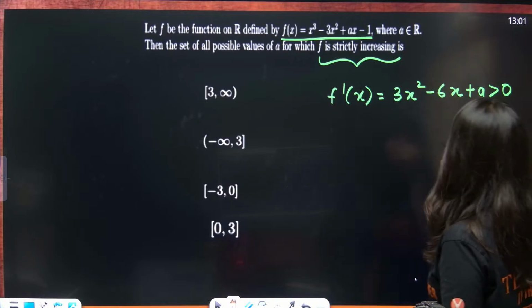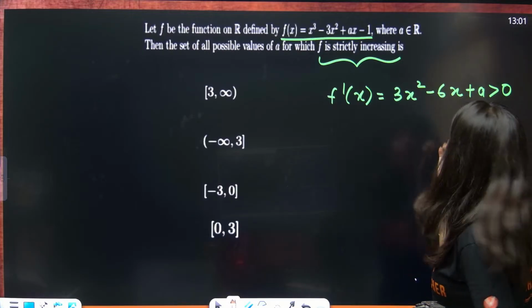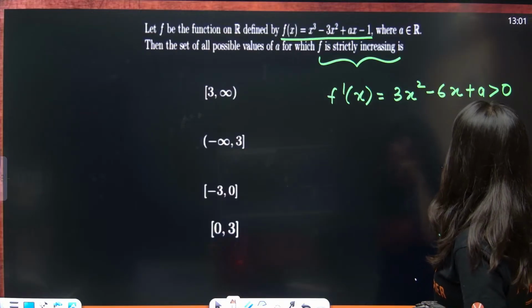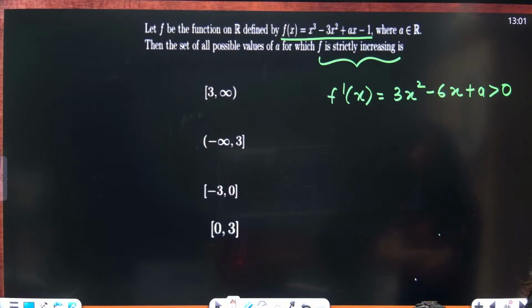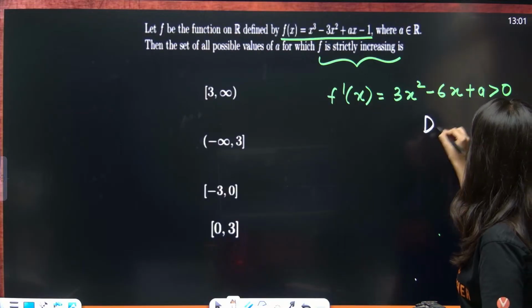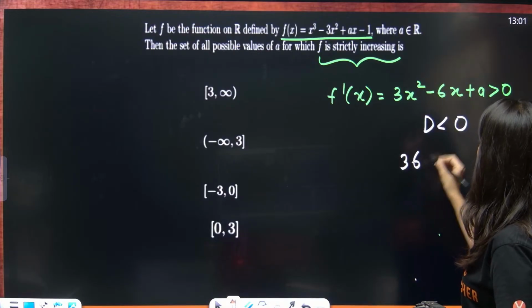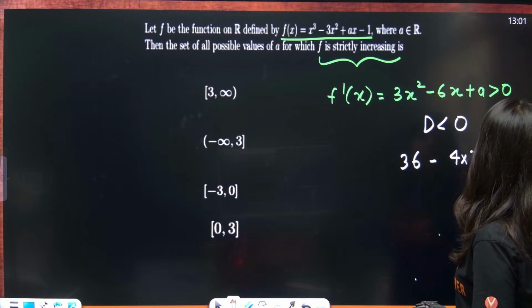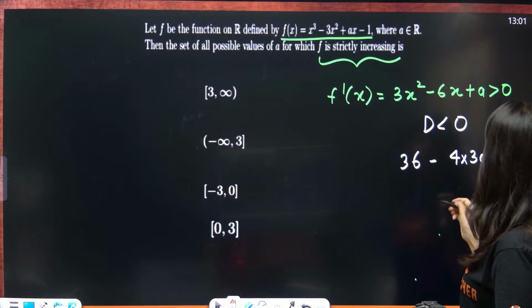Okay. So now this is strictly positive. Strictly positive. Upward facing parabola should stay, okay? So discriminant should be negative. 36 b square minus 4 into 3 into a should be less than 0. Correct? b square minus 4ac.